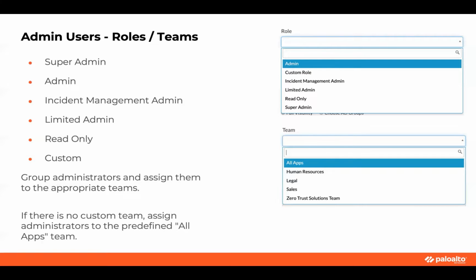Limited admin can also assess incidents and remediate risks. The read-only role allows only viewing information on SaaS Security and generating reports. This role cannot change anything. It can access incidents, but cannot remediate risks. Custom roles with specific permissions allow a specific task tailored to your organization's need. Group administrators and assign them to the appropriate teams.